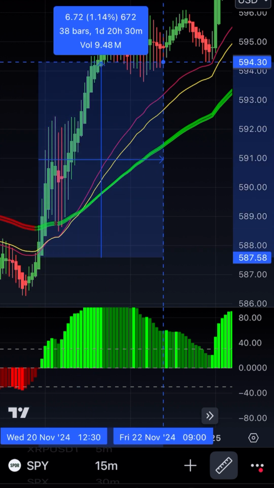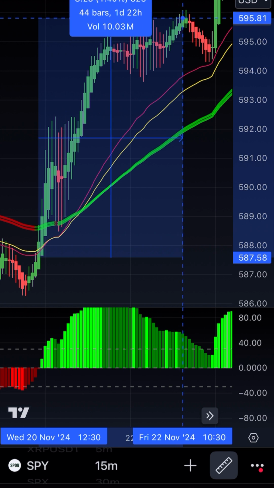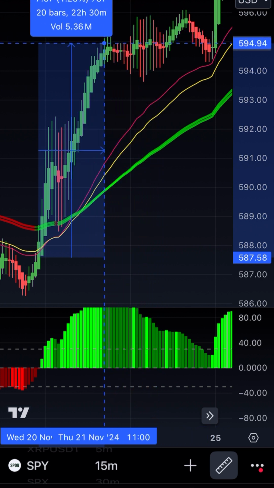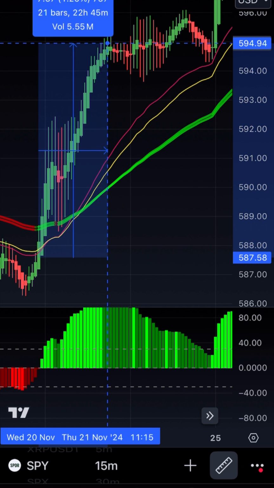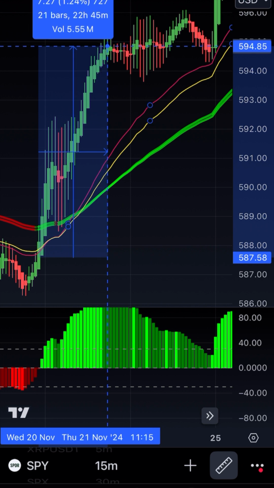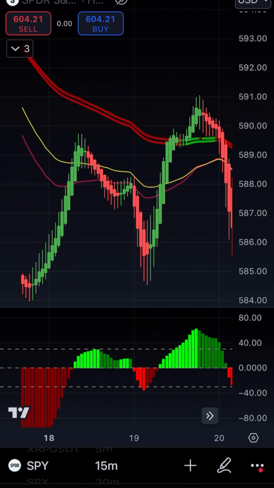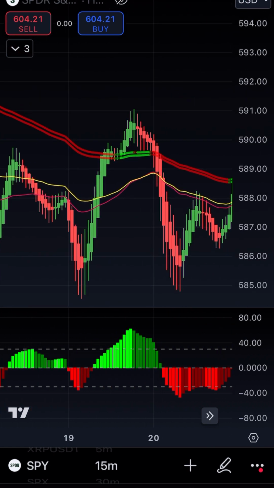So if you enter here and we rode this out all the way up to here, this is about 2 days, you would have made $813. If you rode out for a day, let's see, yeah, about a day right here, this is about $727. So let's look at another.